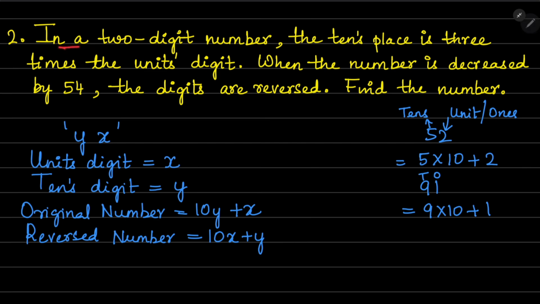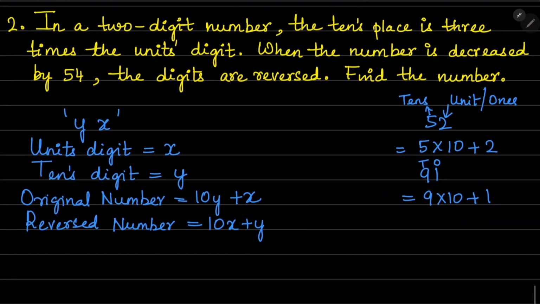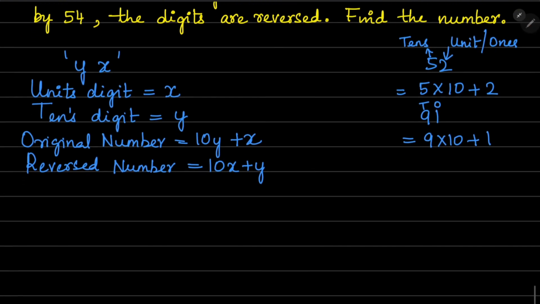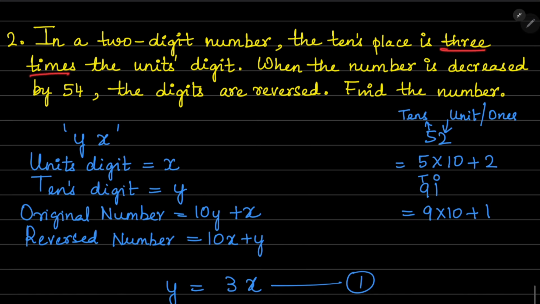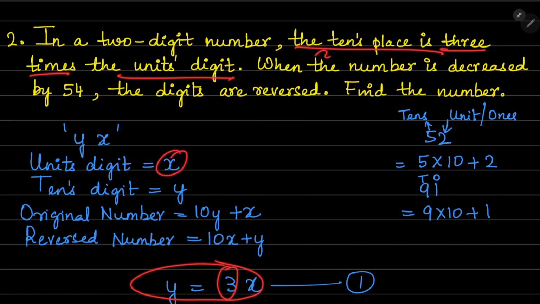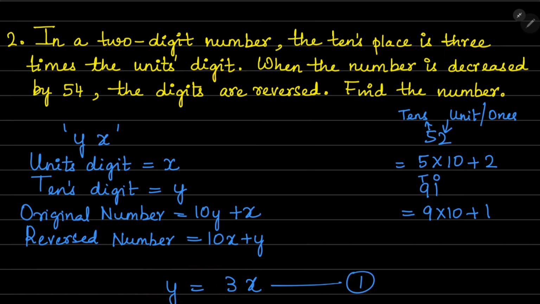What is the first statement? In a two-digit number, the tens place is 3 times the units digit. The tens place, that is y, is equal to 3 times the units digit. This is your equation 1. The tens place y is equal to 3 multiplied by the units digit, which is x. So y equal to 3x is your first statement. It's complete. Second statement.